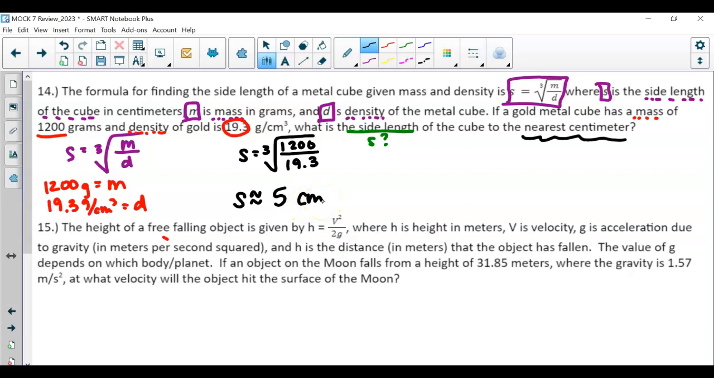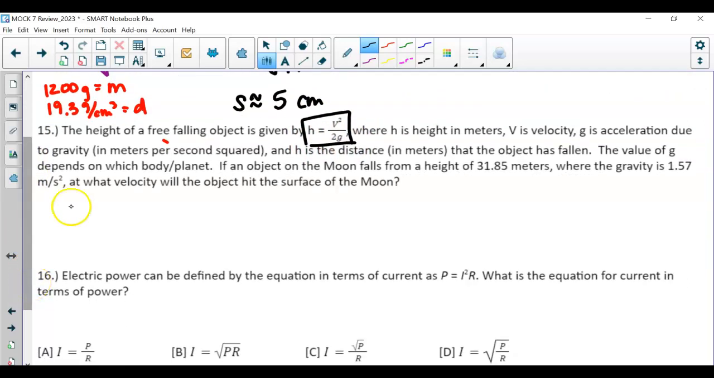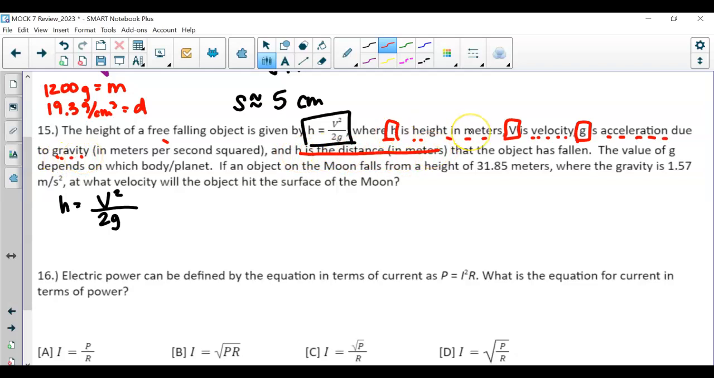Now, the next question, we have the height of a free falling object. So here is our formula that we're going to use for this problem, where H is equal to V squared divided by 2G, where H is the height in meters, V is our velocity, and G is acceleration due to gravity. The value of G depends on which body or planet.